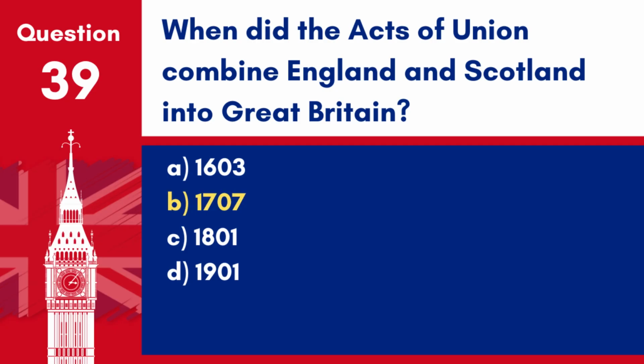Answer: B. 1707. The Acts of Union in 1707 officially united the kingdoms of England and Scotland into a single sovereign state known as Great Britain.